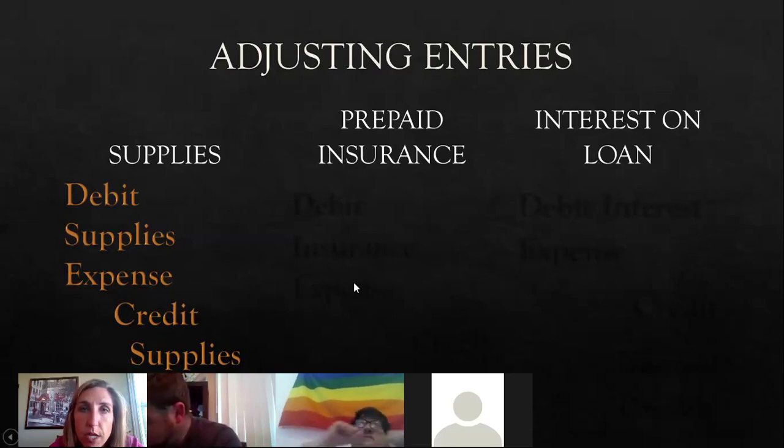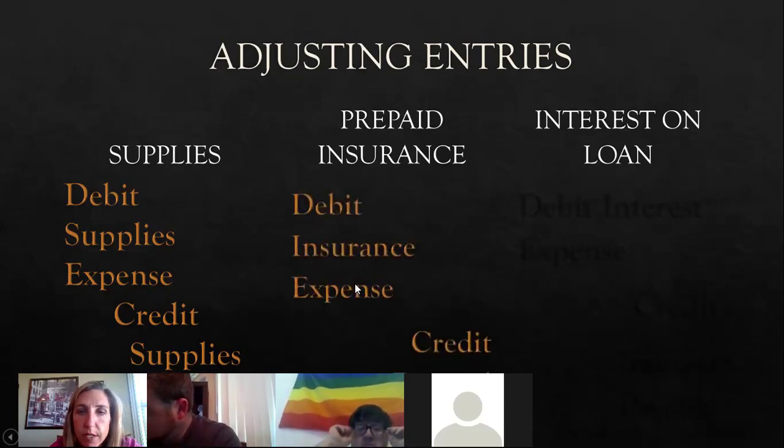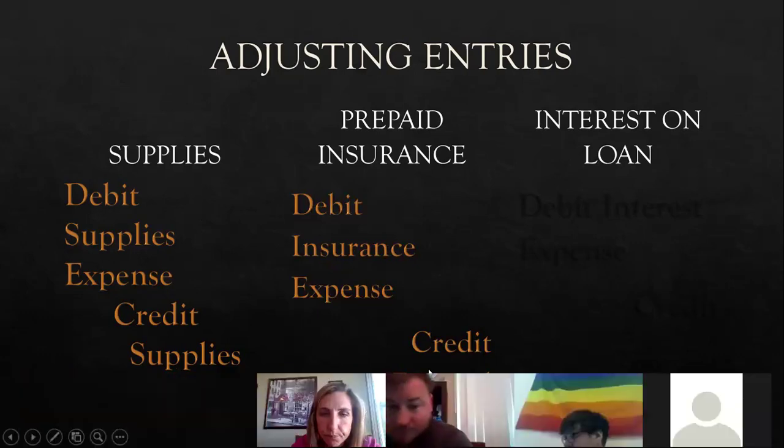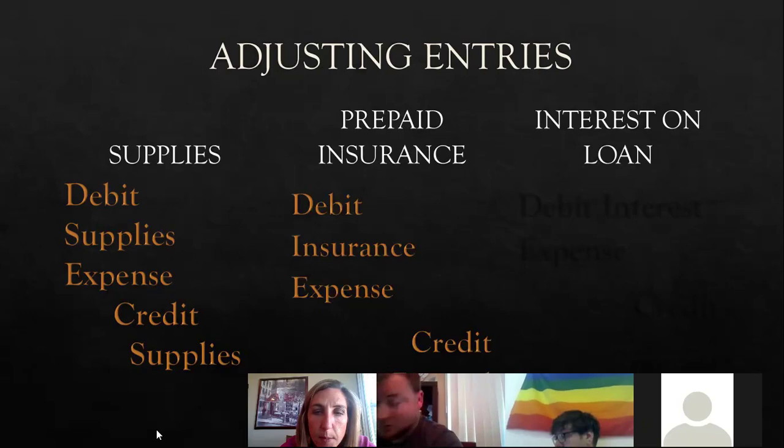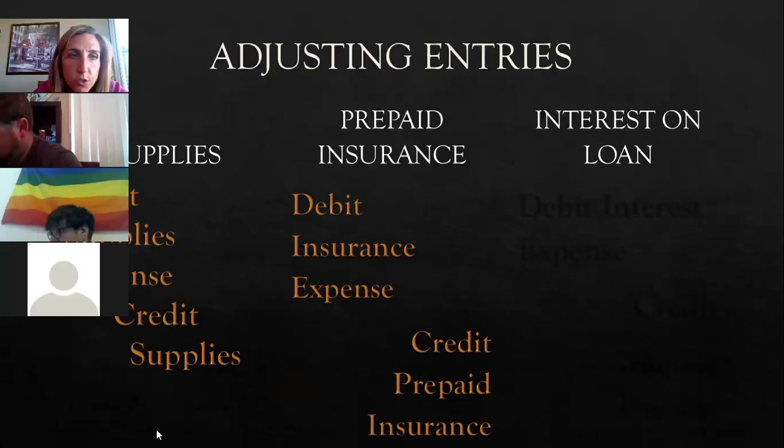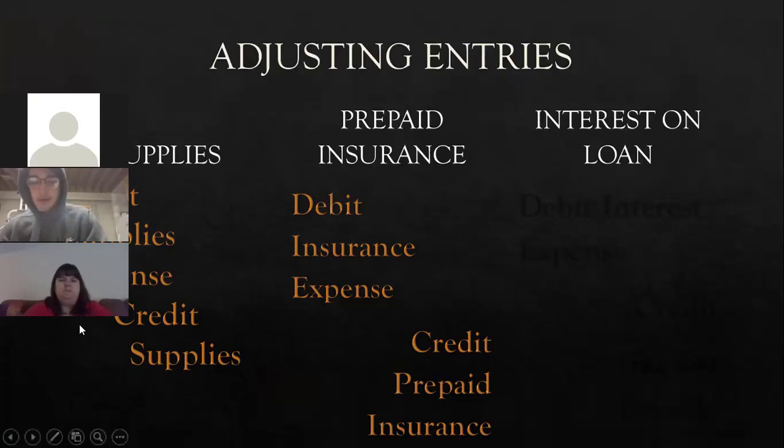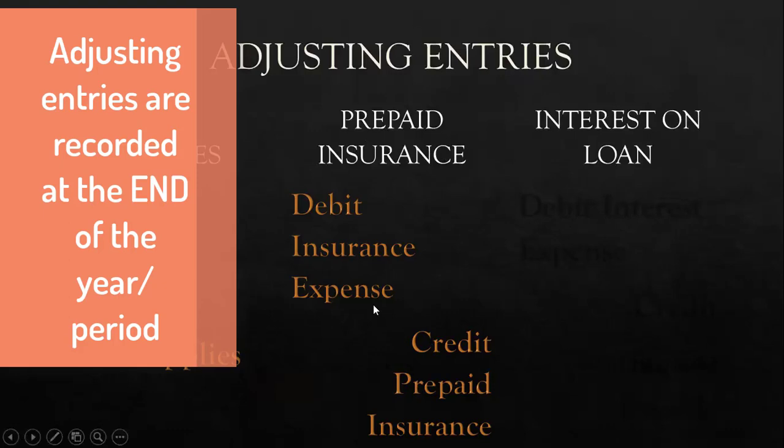The next journal entry, when I use up prepaid insurance, looks very similar. I will debit the insurance expense and I would credit prepaid insurance, but that will have to be for the amount that you actually used. Don't record that as the amount you initially purchased. That has to be for the part that got used up. So if I bought a whole year's worth of insurance, let's say on November 1st, I would only record 2 months on the adjustment as being used.